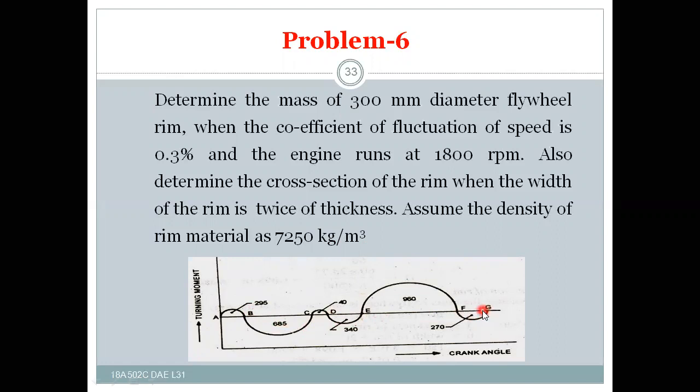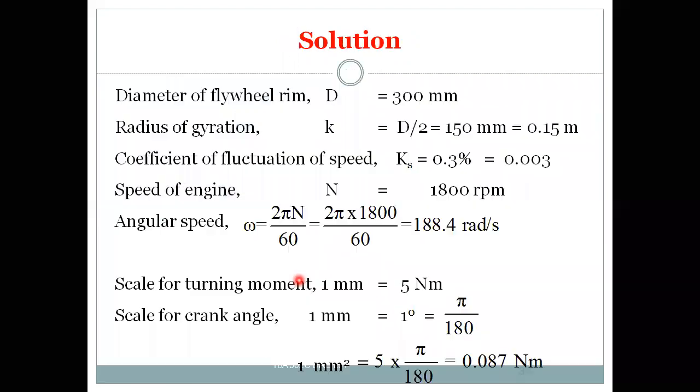So with this, you will get one maximum point on this turning moment diagram, and one minimum point. If you take the difference of these maximum and minimum energies at various points, then you will get the fluctuation of energy, or maximum fluctuation of energy. Right? Let us see the solution.